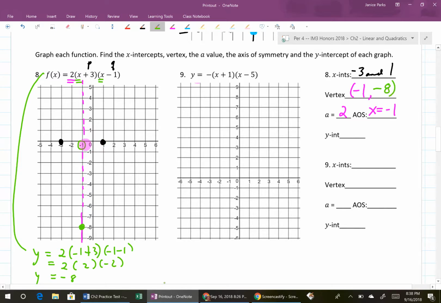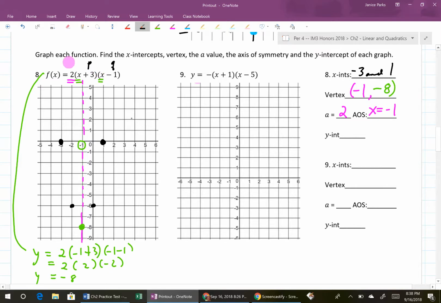If I went 1, 2, that's 2 squared, which is 4. 4 times 2, which is the a value, is 8. So it has to be 8 units below. I still need more points, as many as you can fit on here. That's the y-intercept, that negative 6. You can always find the y-intercept by making the x value 0.